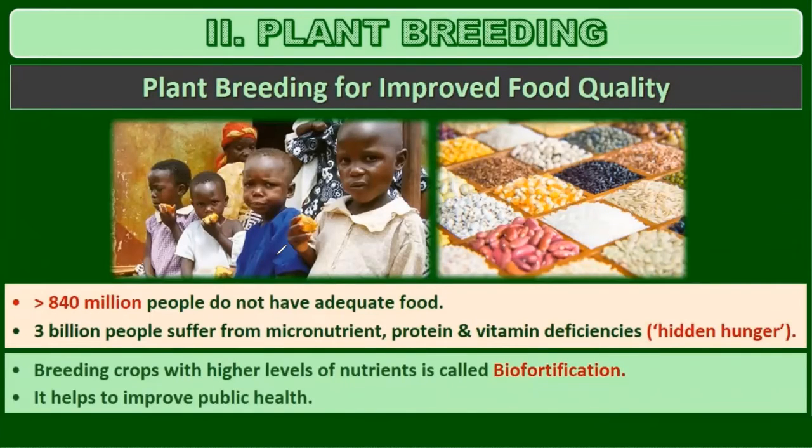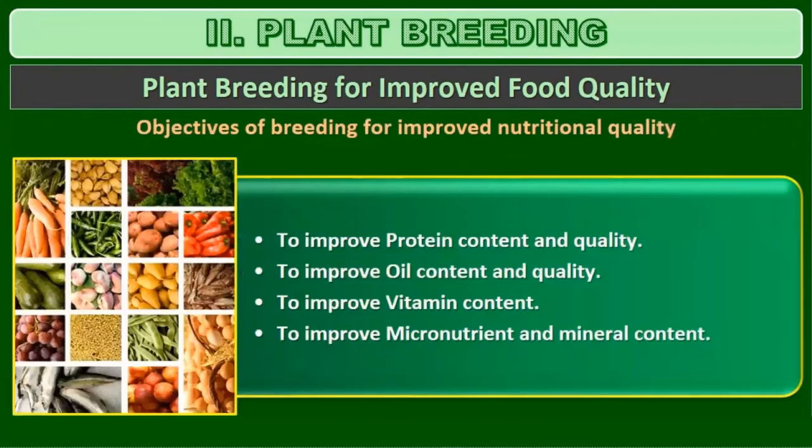Why is it important to improve the food quality? The reasons are that more than 840 million people do not have adequate food, and 3 billion people suffer from micronutrient, protein and vitamin deficiency, that is hidden hunger. Breeding crops with high levels of nutrients is called biofortification, and it helps to improve public health. So this is the important one, to have biofortified, good varieties and good quality of plants, to address hidden hunger, the deficiency of nutrients in the population.